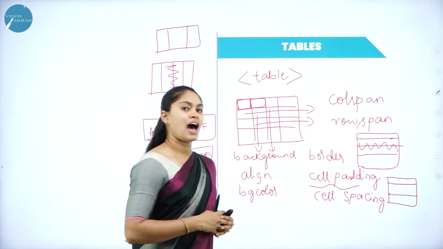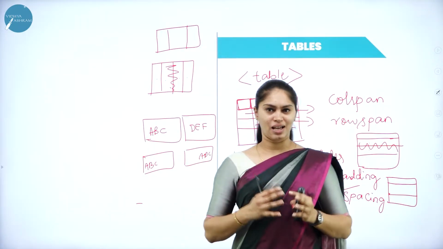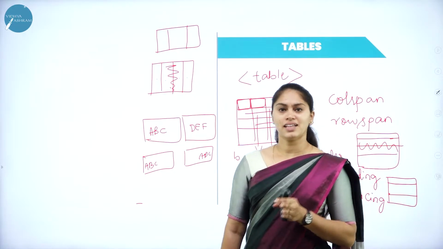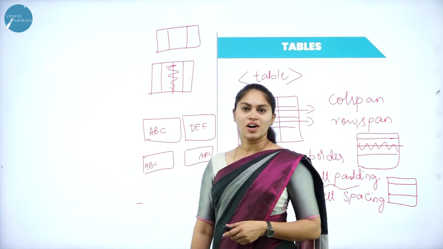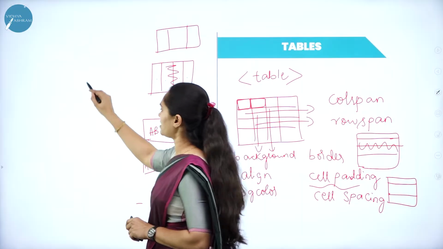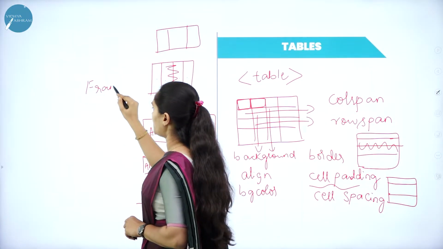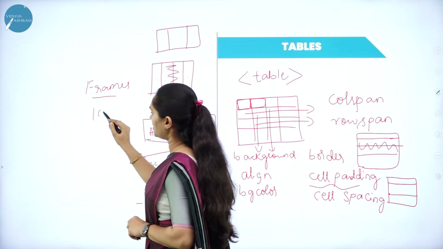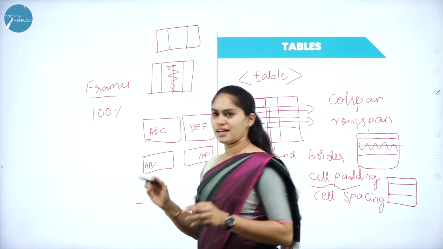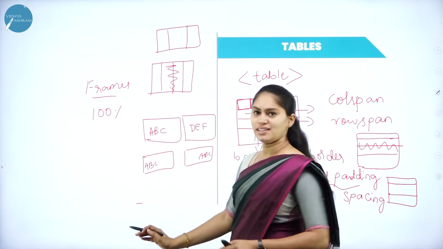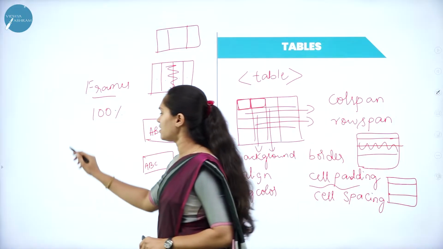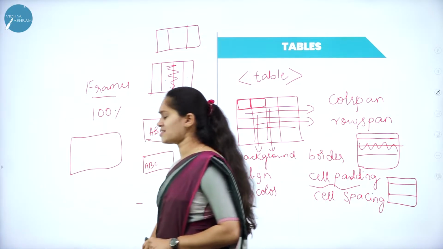So these many attributes we can include with the help of the table tag. Also we have frames. What does frame mean? The complete web page will be considered as 100%. If you consider this panel, this will be 100%. So consider this as a complete web page. This is 100%.